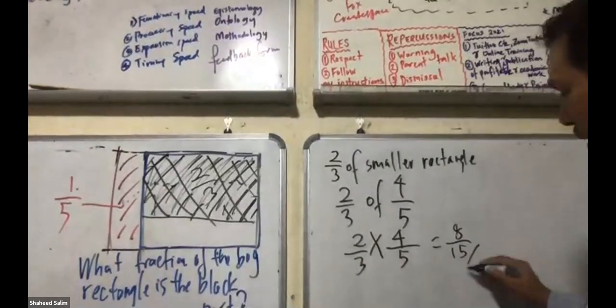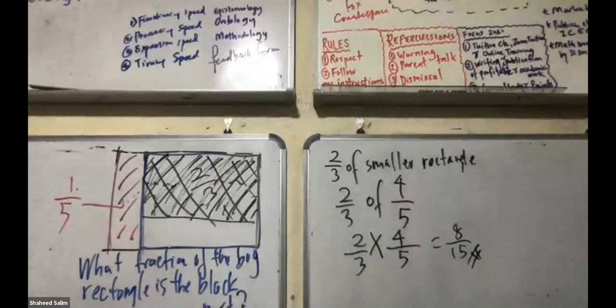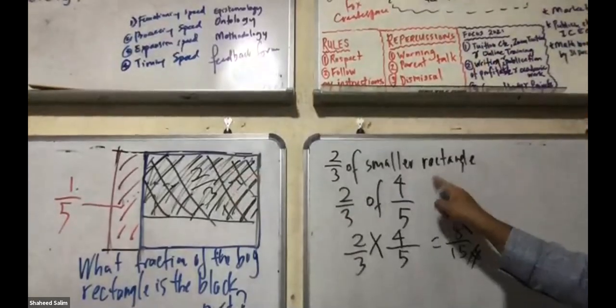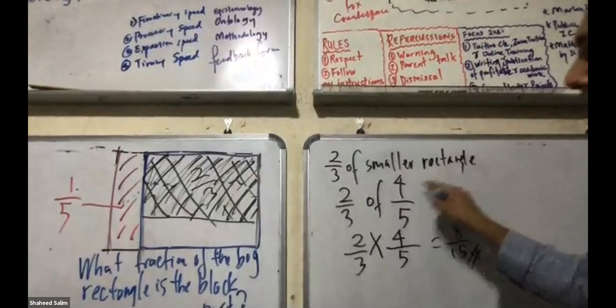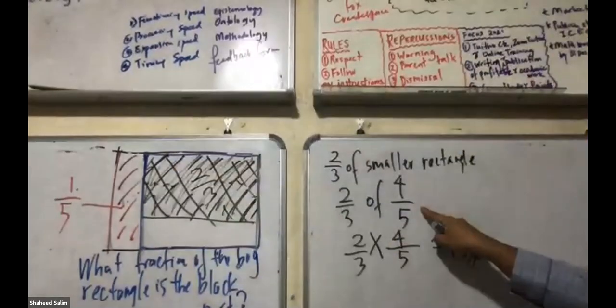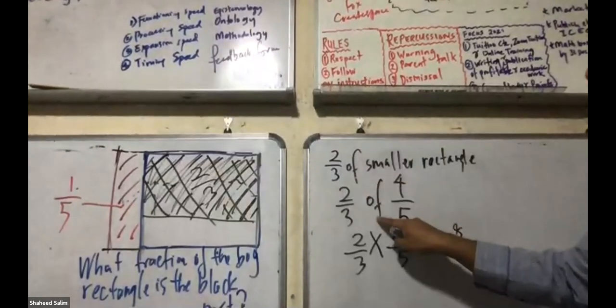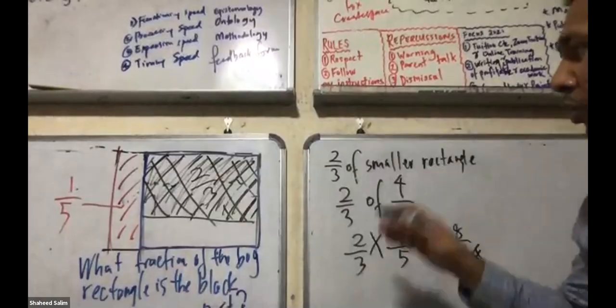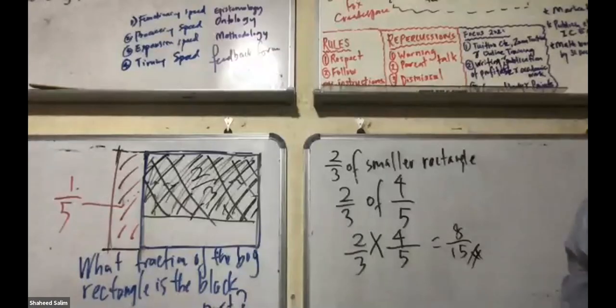Correct, 8/15 is the correct answer. Okay, see how I did it again. I just wrote down, this is 2/3 of the smaller rectangle. Then I asked, this smaller rectangle, what is the fraction? Smaller rectangle is 1/5, so must be 4/5. So I put 4/5 here. Then I change of to times, and just times. Very simple. But if you don't concentrate, you will say 1/5 plus 2/3, maybe something like that.